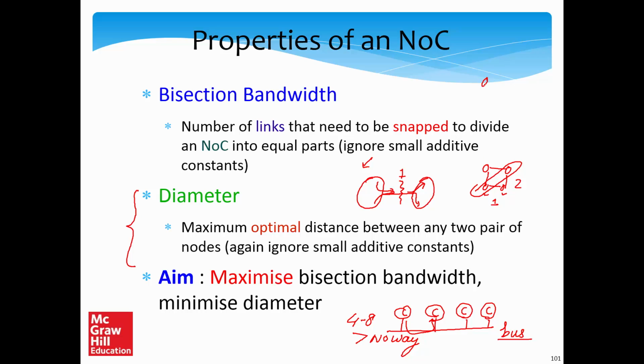So let me consider one more network. What is the maximum distance between any two pair of nodes? Well, the maximum distance will probably be between this node and this node, which is 1 and 2, 2 links. Similarly, it's also the maximum between this and this, but in this case, it will be 1 and 2. So this is known as the diameter of the network.